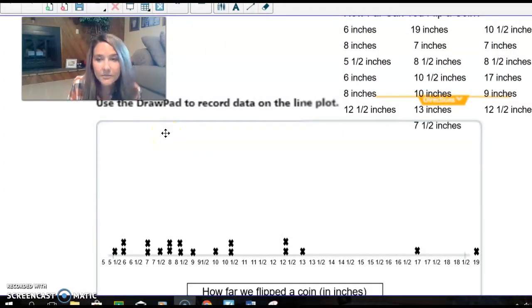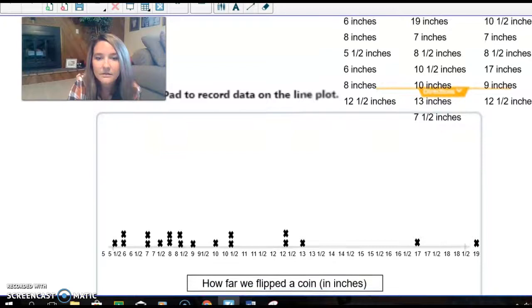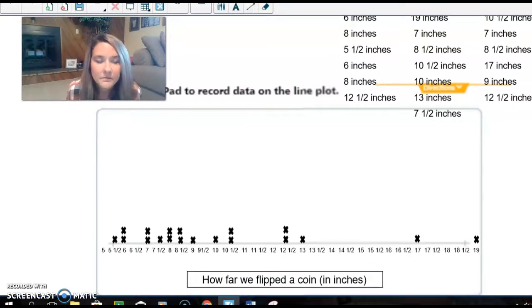Okay, so take a minute and look at your line plot, look at my line plot. Make sure that we have all of our measurements recorded and it looks the same as yours. All right, so what do you notice about the data?